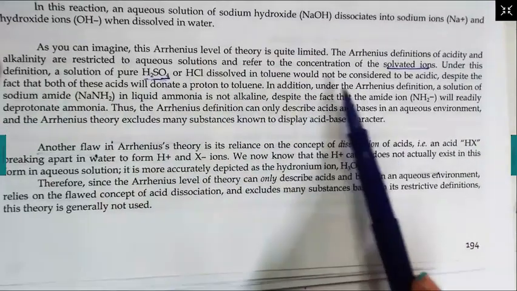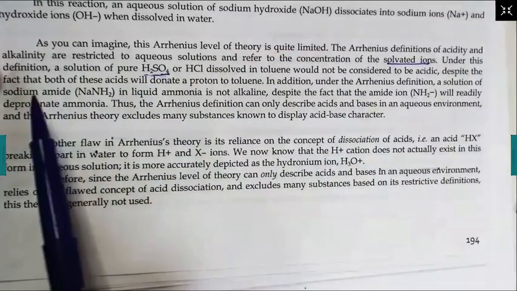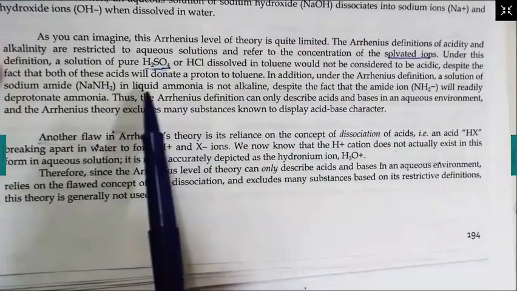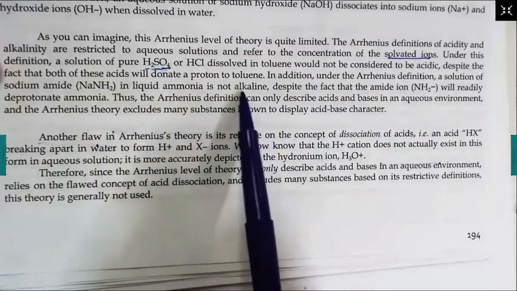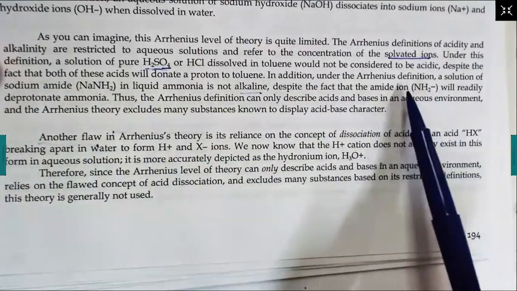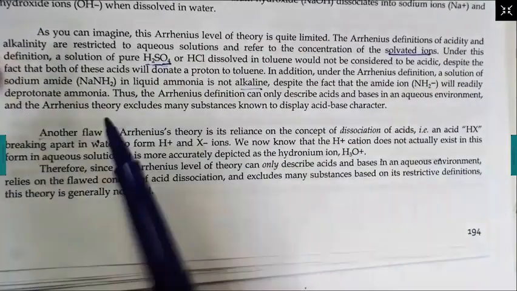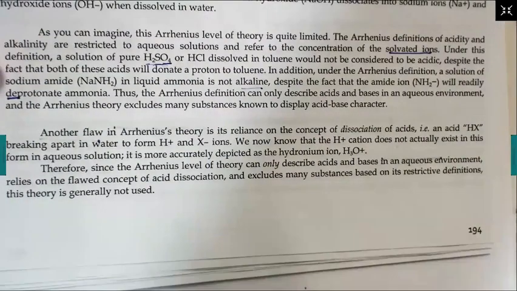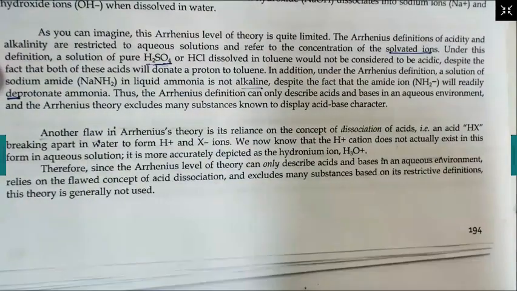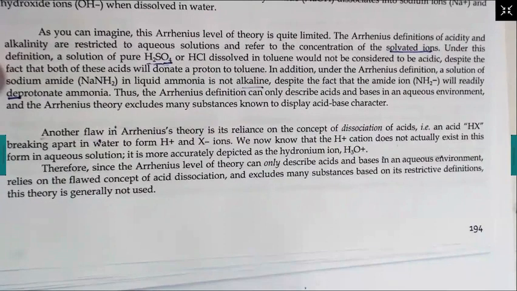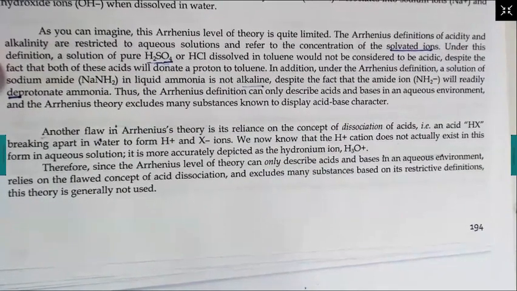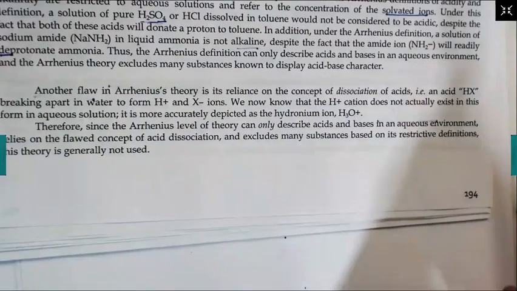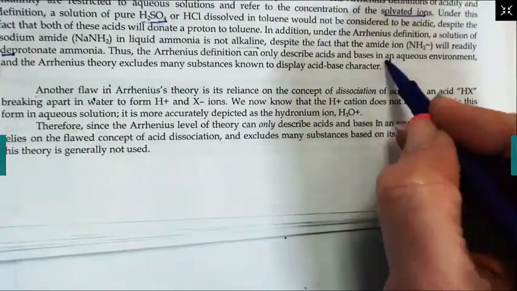In addition, under the Arrhenius definition, a solution of sodium amide right there, in liquid ammonia is not alkaline, despite the fact that the amide ion will readily deprotonate. That means basically take a proton from ammonia. NH2 is going to take a proton to make NH3, right? It's going to want to do that. So know the limitation of Arrhenius.